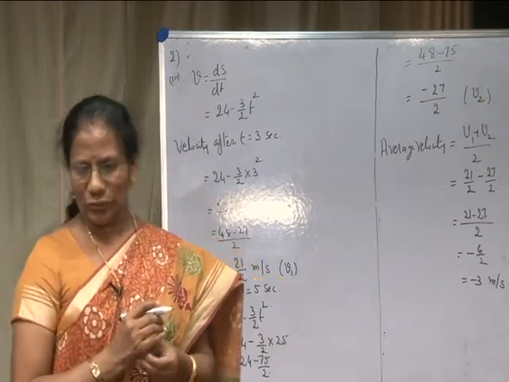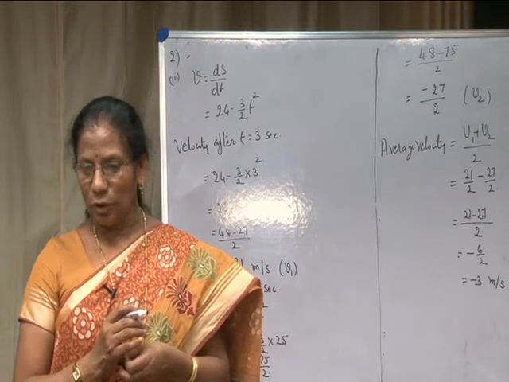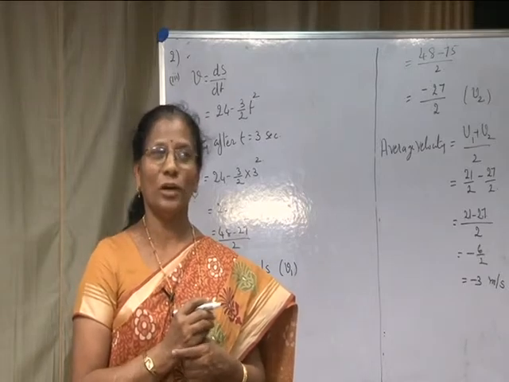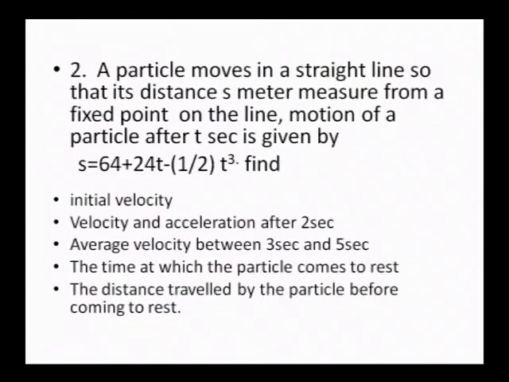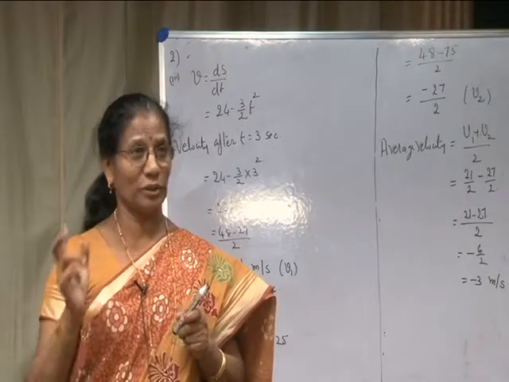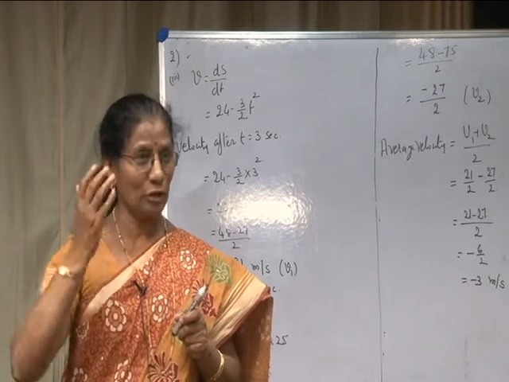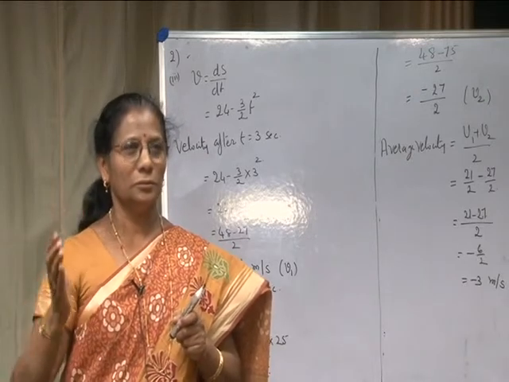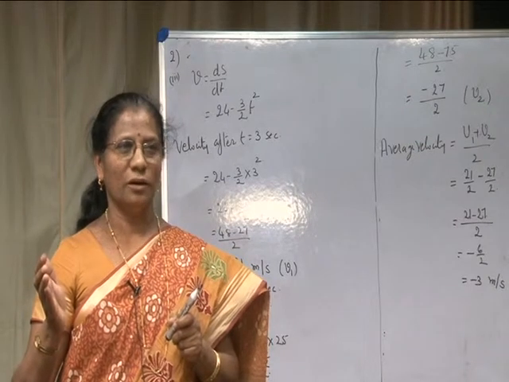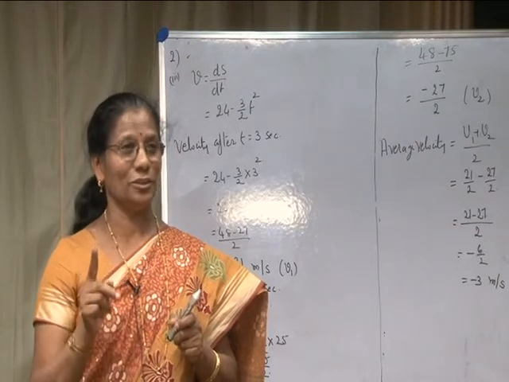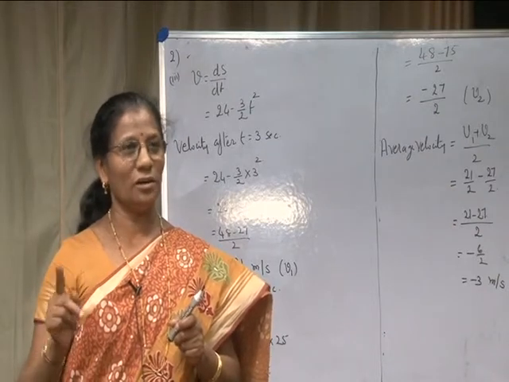Now, let us go to the next one, the time at which the particle comes to rest. When the particle comes to rest, velocity is 0, then only the particle comes to rest. There you have to understand this. When the moving particle comes to rest, moving particle is having a velocity. When the velocity becomes 0, then particle comes to the rest position. So, when the velocity is 0, particle comes to the rest position.